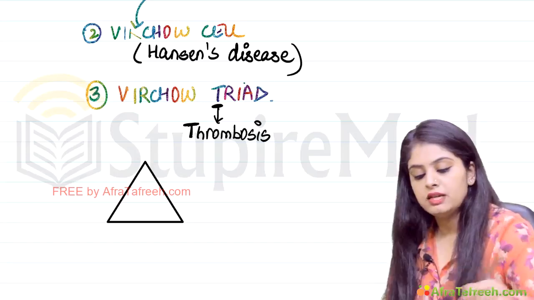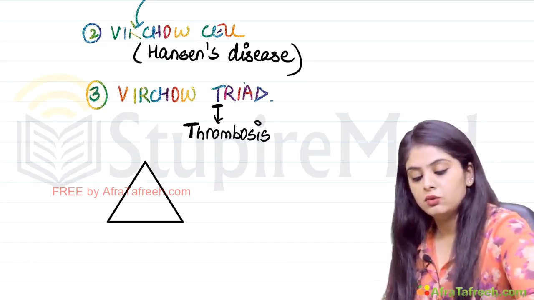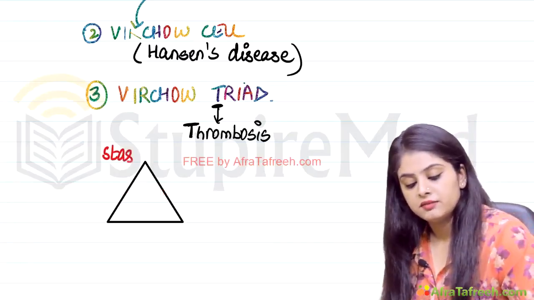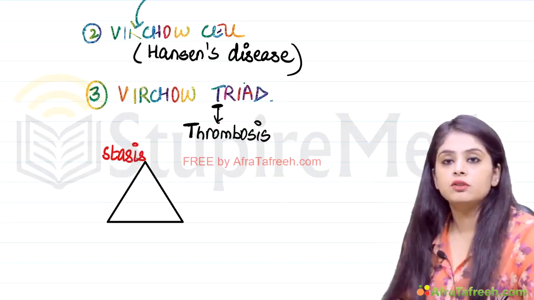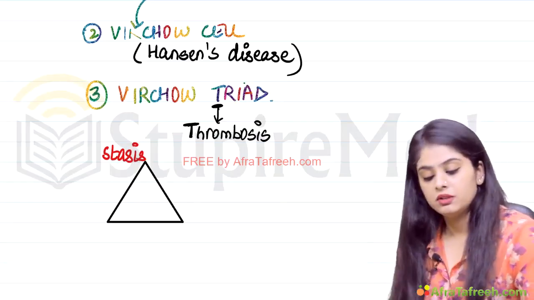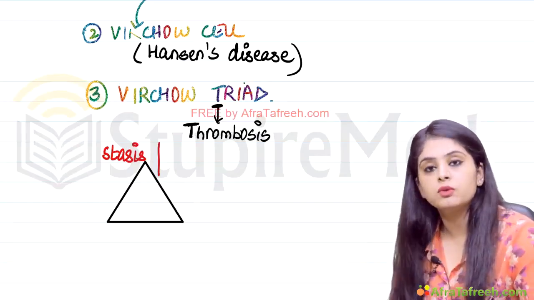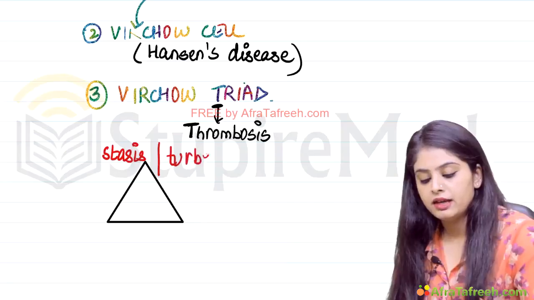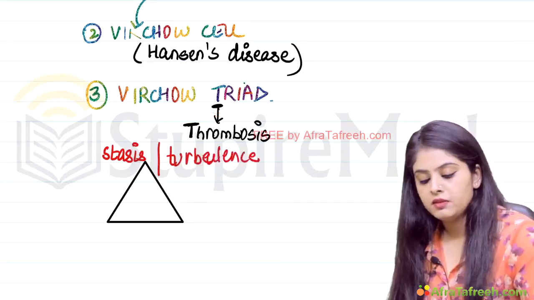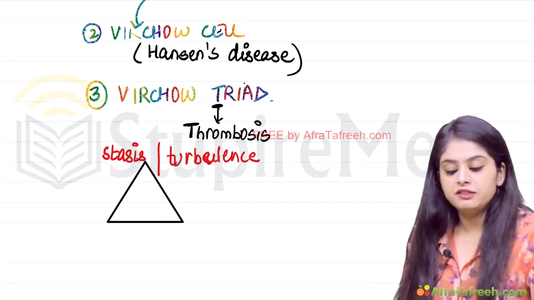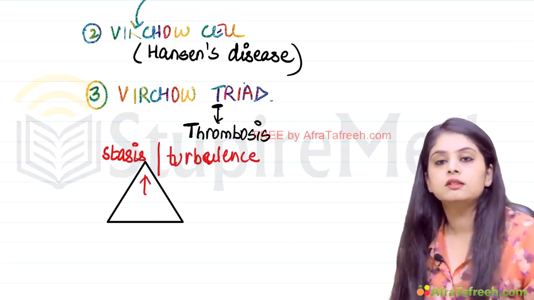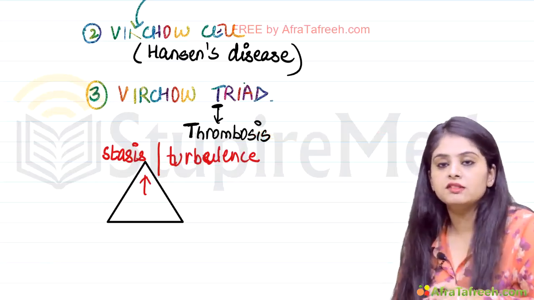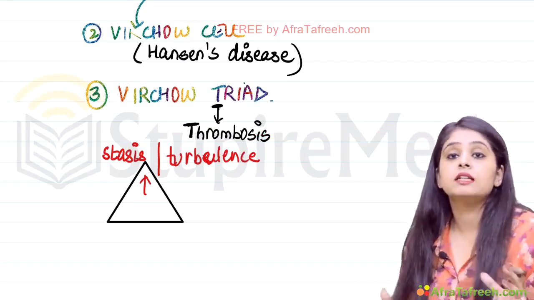The three things in the Virchow's triad include, number one, stasis. What is stasis? Blood flow slowing down. Or the other way around, blood flow increasing, or blood flow becoming more turbulent. So I will make it as turbulence. Overall, the first aspect of this triad is a change in the blood flow. Either the blood flow is going to become slow, stasis, or very quick, that is turbulent.